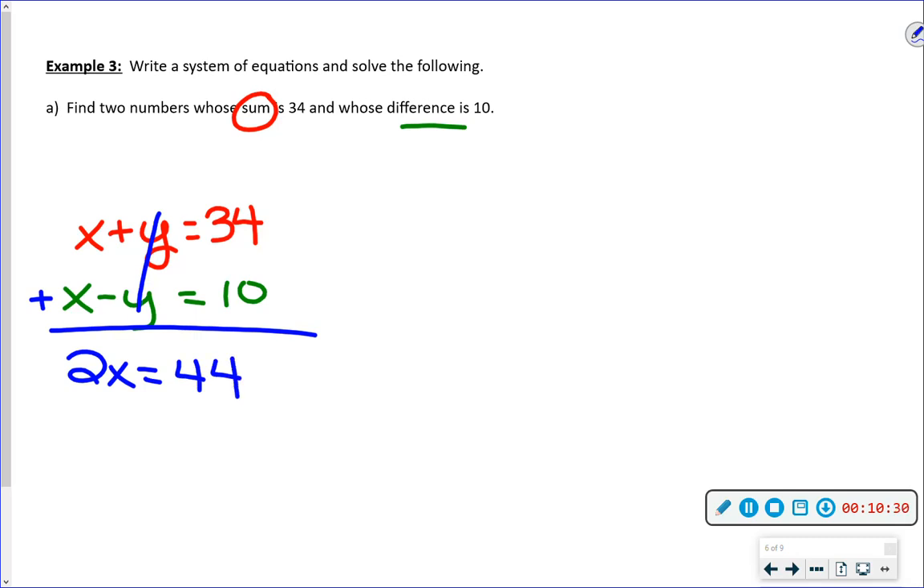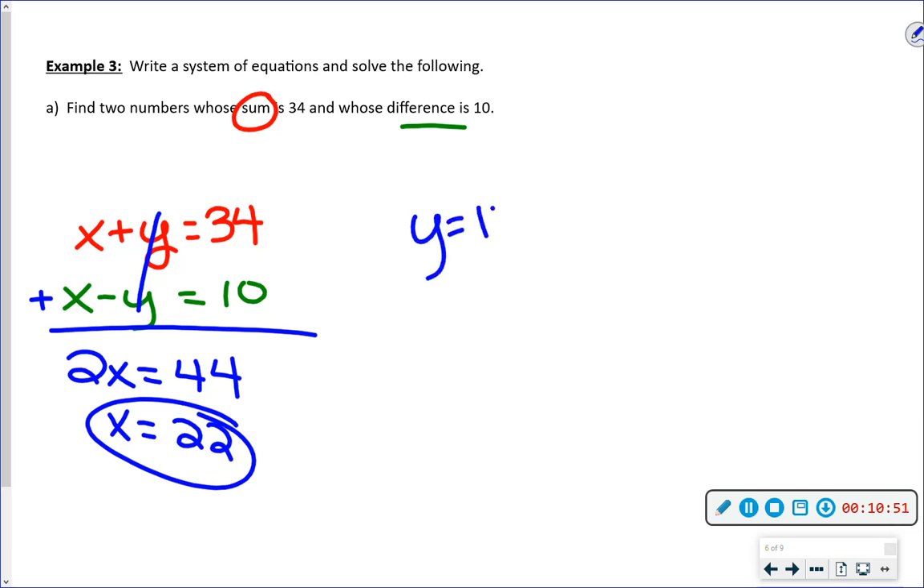So x is 12. It's not right. No, I did it wrong. Thank you, Owen. It's 22 and 12? Okay, then I did it right, Courtney. So what's y? I did it a different way and got the same answer, because they have to add to 34.